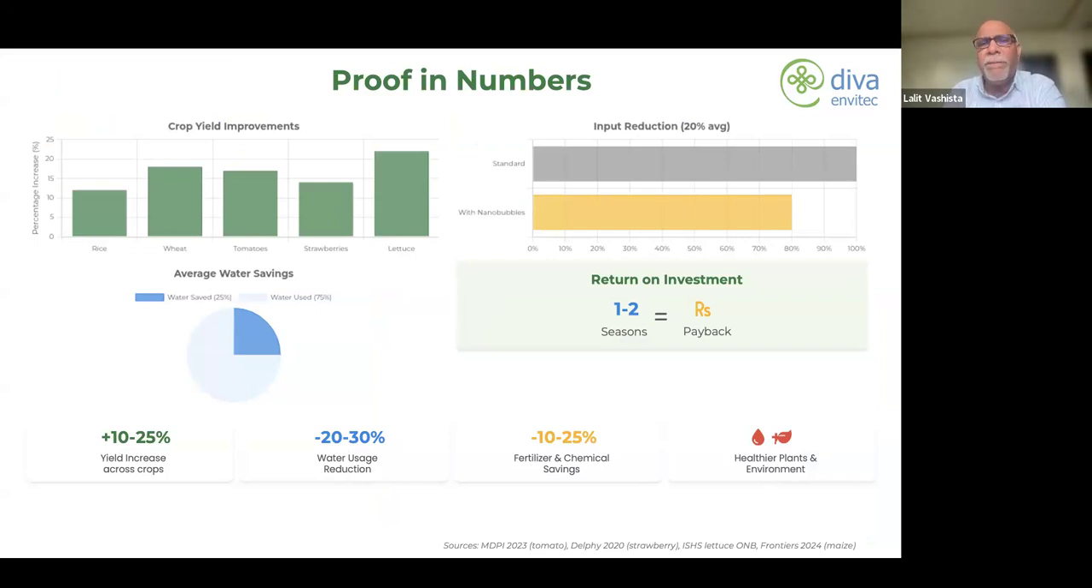Even if you are not paying, from an environment perspective, if we can reduce the water consumption in this country, we can do a lot for the environment, because water is going to be a scarce commodity over the years. Then 10 to 25% reduction in fertilizers and chemicals. That is a huge reduction. As it is, we are overdoing the use of fertilizers and chemicals in this country.